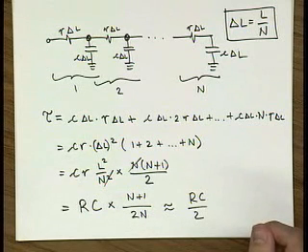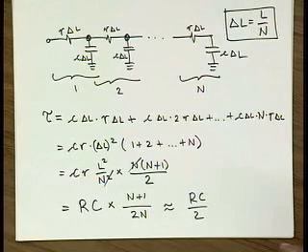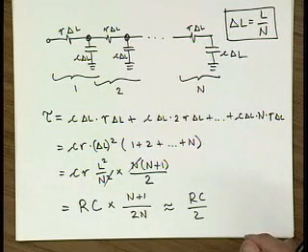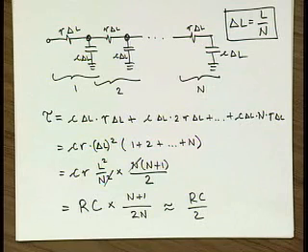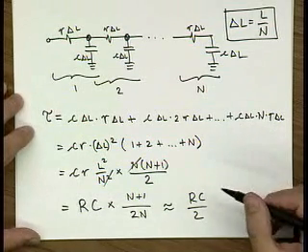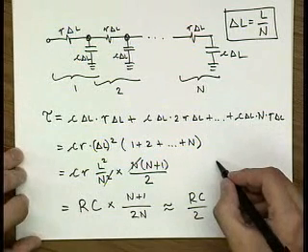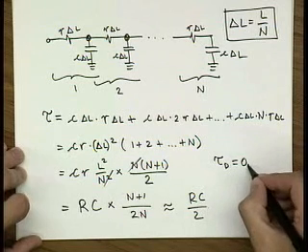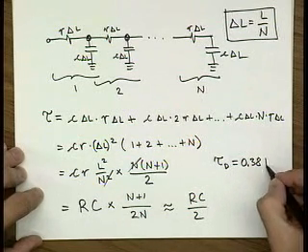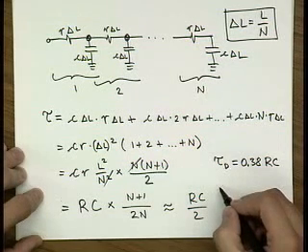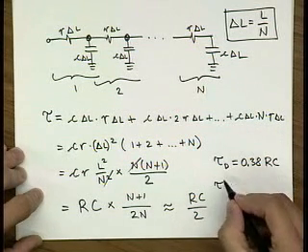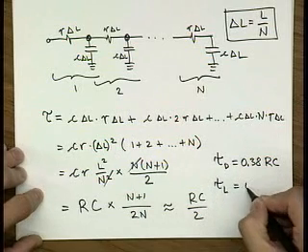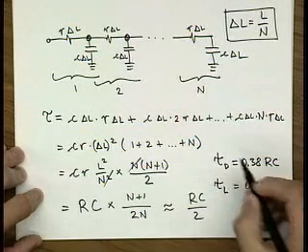You can basically use that simple approach with lumped models and say, okay, I know this is wrong, but I'm going to calculate it just to get the number that I'm going to scale by 2, and then I have accurate results. So from the distributed model, you actually have a time constant of 0.38 RC, and that's the delay from the distributed model, and the delay from the lumped model is 0.69 RC.